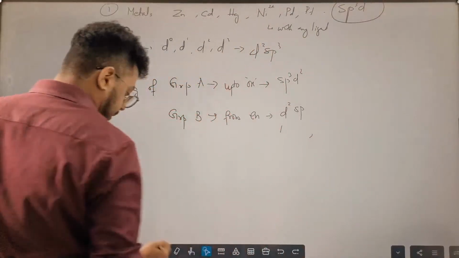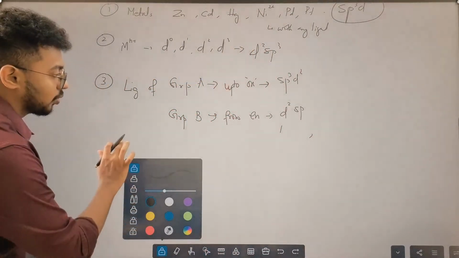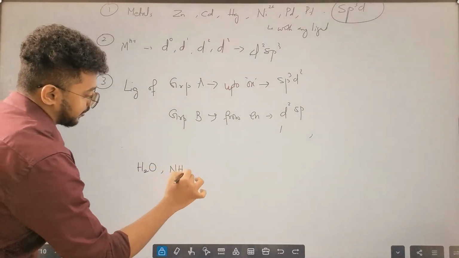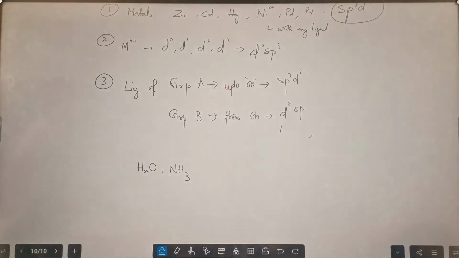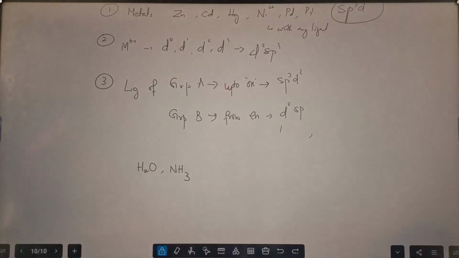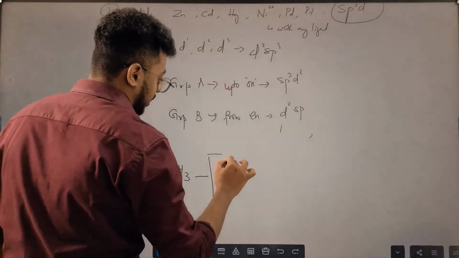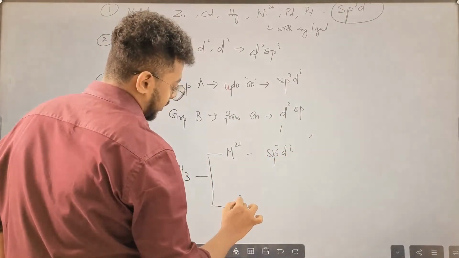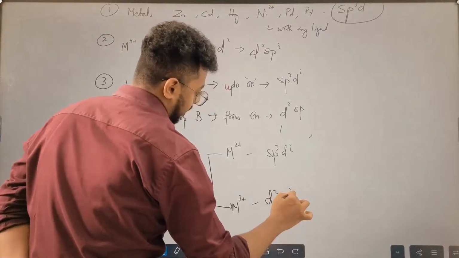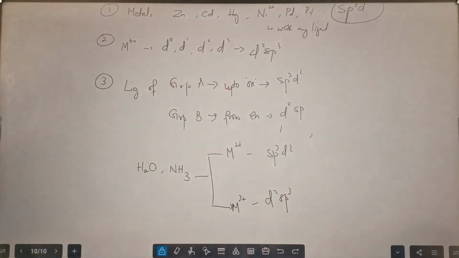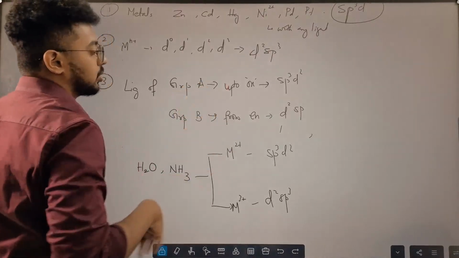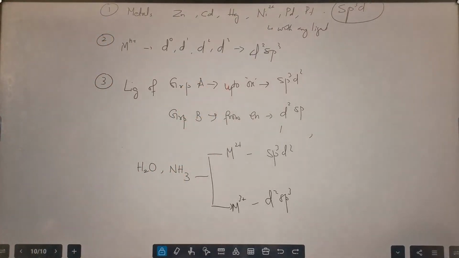Okay. But I have missed one thing. What happens to water and ammonia? Suppose water and ammonia, if it is M2 positive, straight away say it is sp3d2, and for M3 positive, it is d2 sp3. Once you solve questions, you'll get a better idea for this. This is a very easy method to find the hybridization of the complexes.